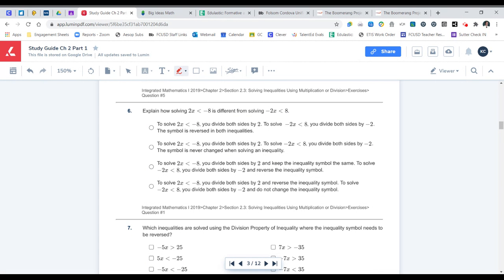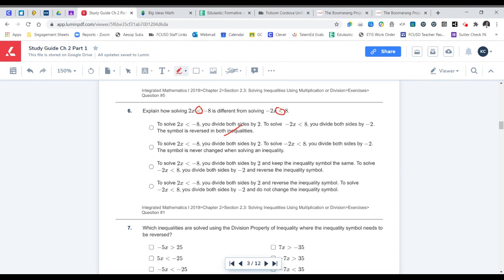Explain how solving 2x is less than -8 is different from solving -2x is less than 8. Well, the main difference is flipping the inequality sign when I divide by the negative. So here, this one says the symbol is reversed in both inequalities.